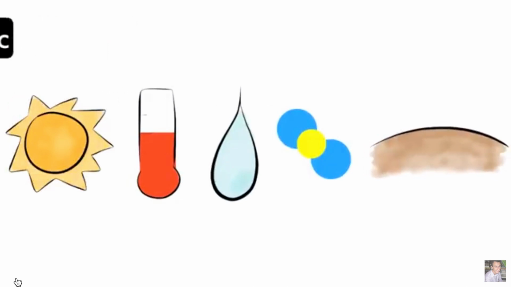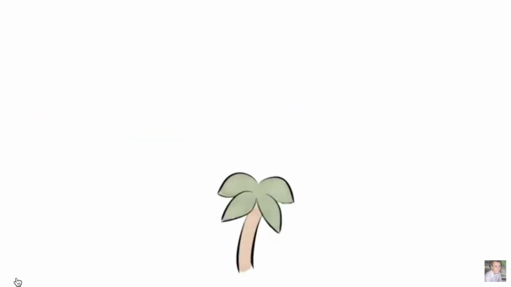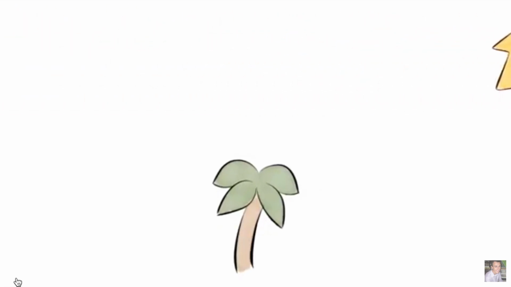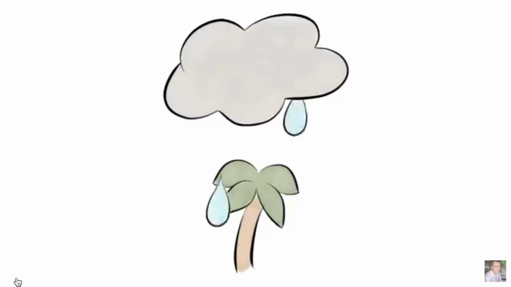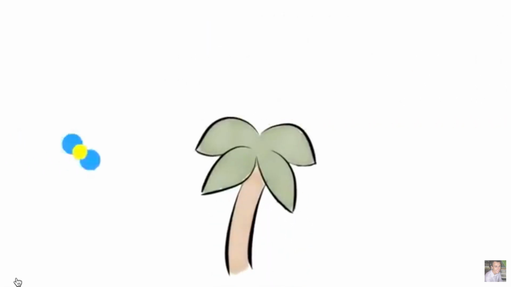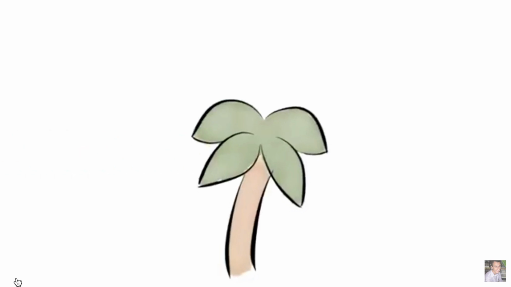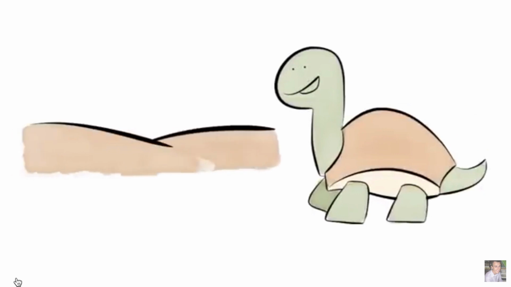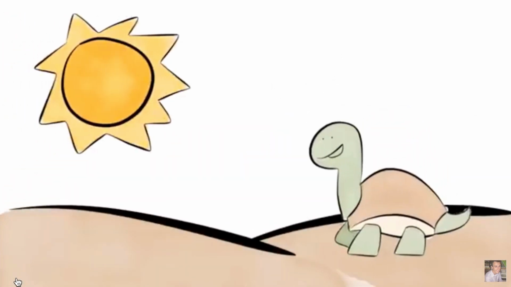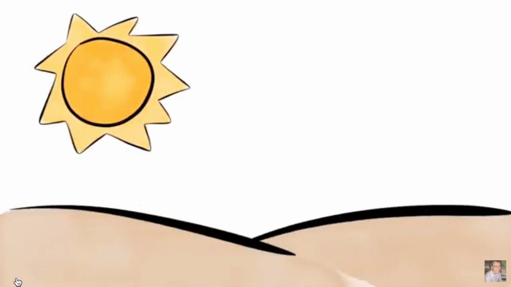One example of the interaction between abiotic and biotic factors is with plants. Plants use sunlight, water, and CO2 to make food. Without these things, plants would not be able to grow. Another example is the interaction between turtles and soil. Some turtles are known to bury themselves in the soil. When the temperature becomes too hot, turtles seek protection in the cool underground.